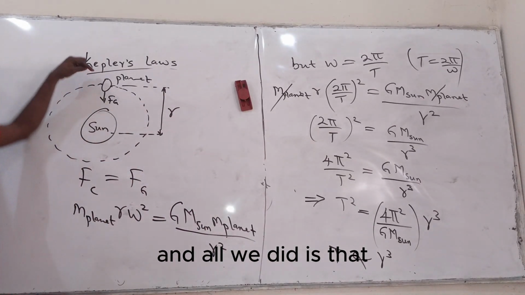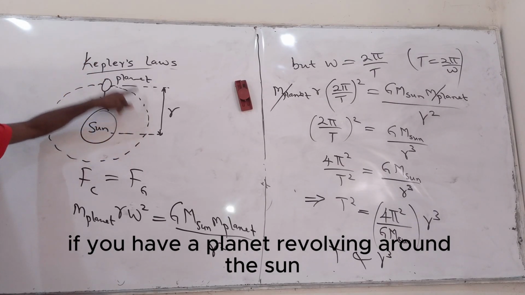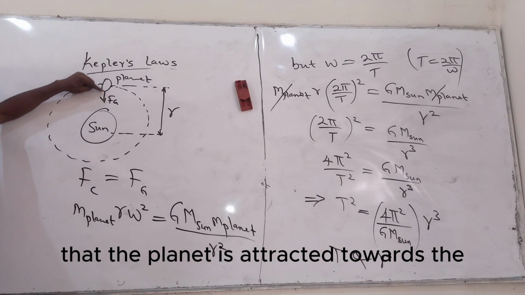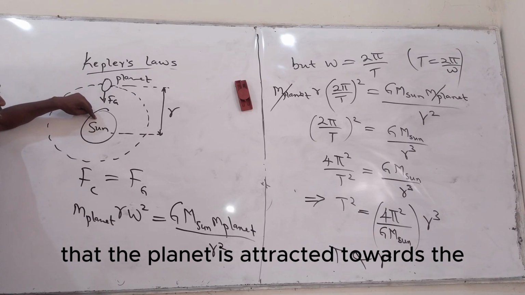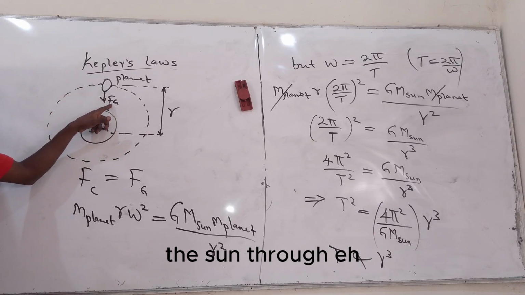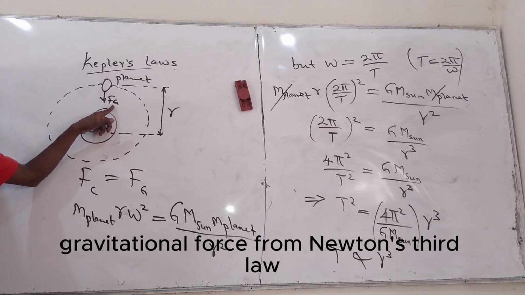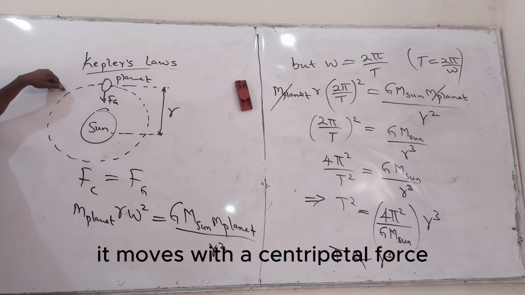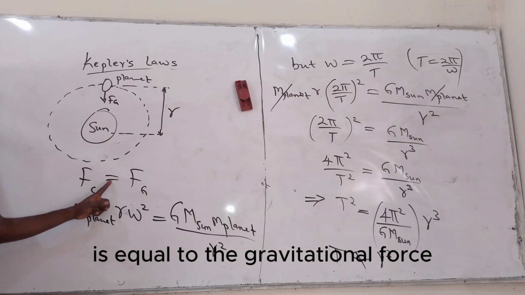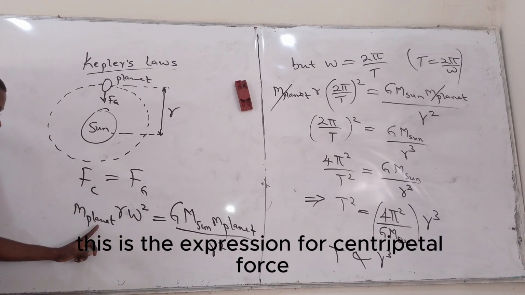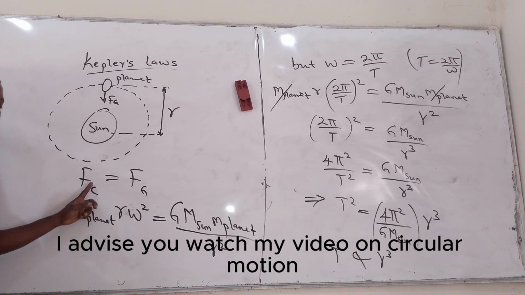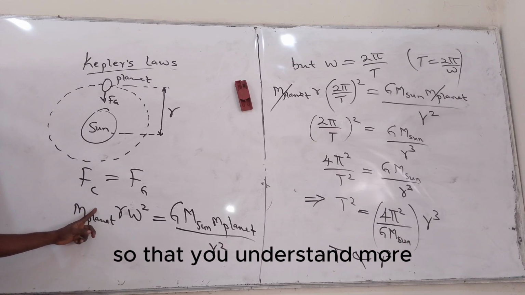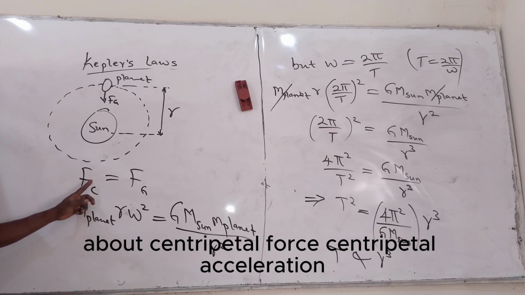And all we did is that if you have a planet revolving around the sun, the planet is attracted towards the sun through a gravitational force from Newton's law. And as the planet is moving in a circular path, it moves with centripetal force. So we are saying that the centripetal force is equal to the gravitational force. This is the expression for centripetal force. I advise you watch my video on circular motion so that you understand more about centripetal force, centripetal acceleration.